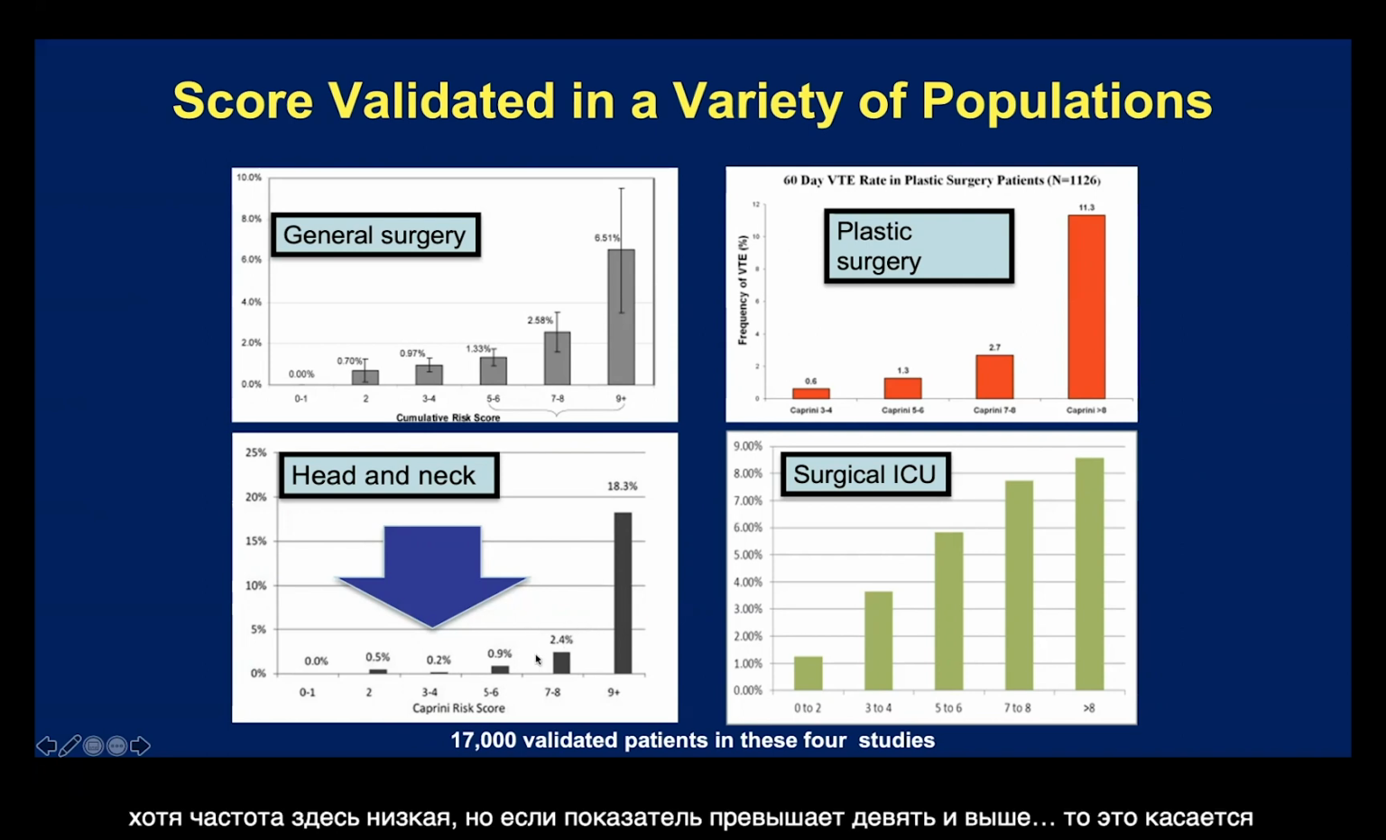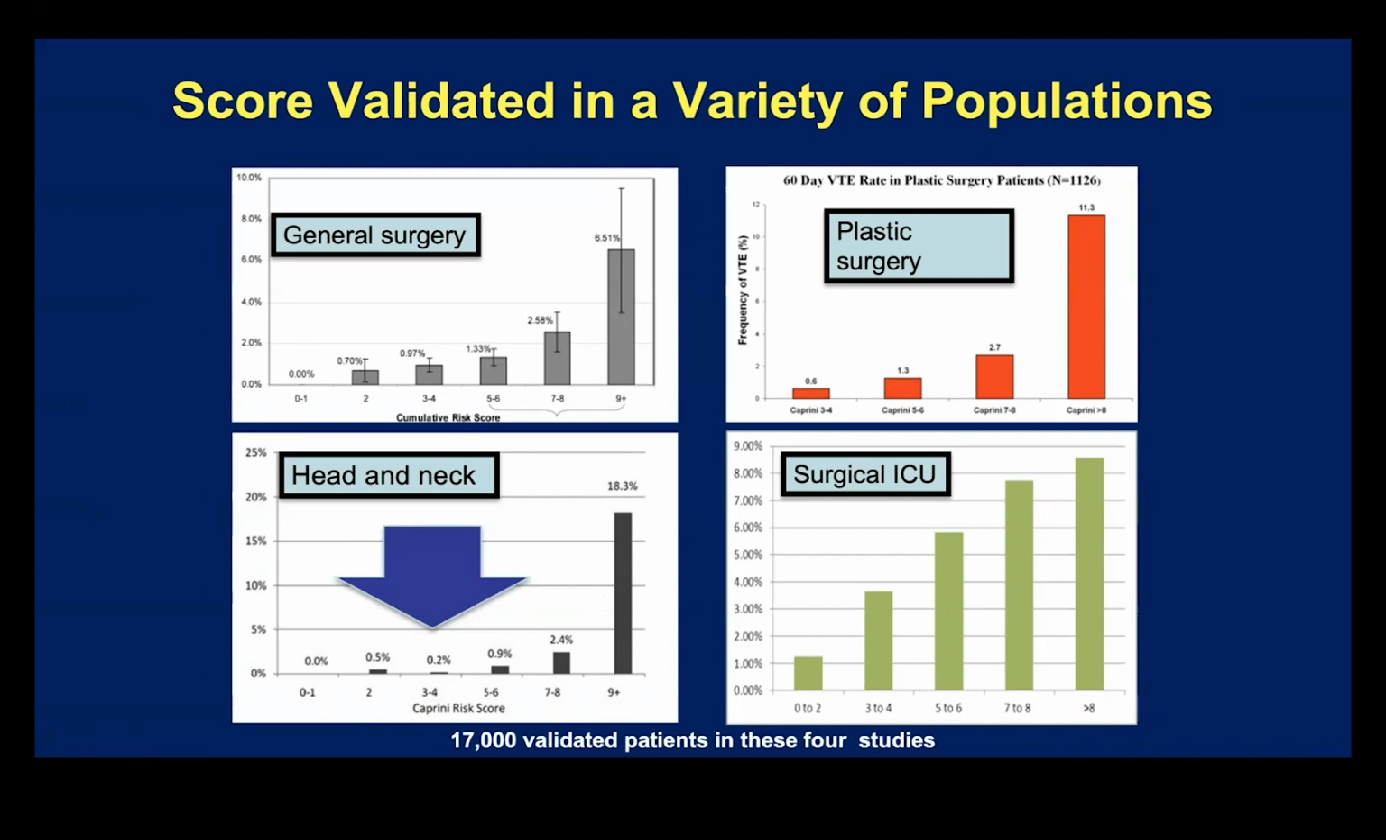In head and neck surgery, although the incidence is low down here, if the score goes over a 9 and above, it goes to 18% of the patients. So this is critical information for those people taking care of patients in these specialties to know where the set point between high and very high risk is.